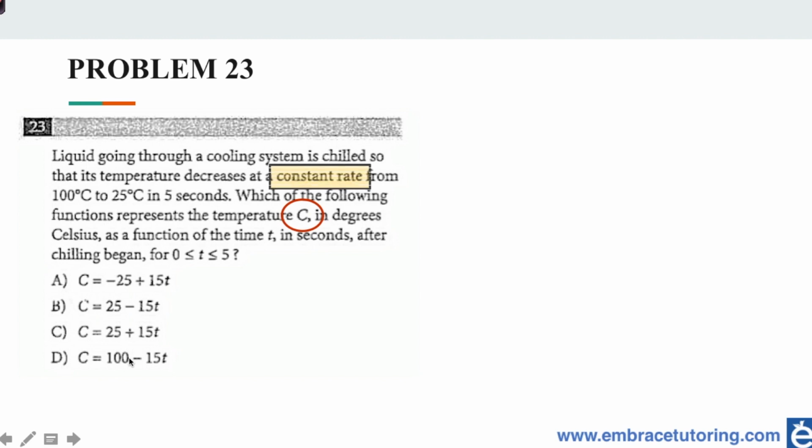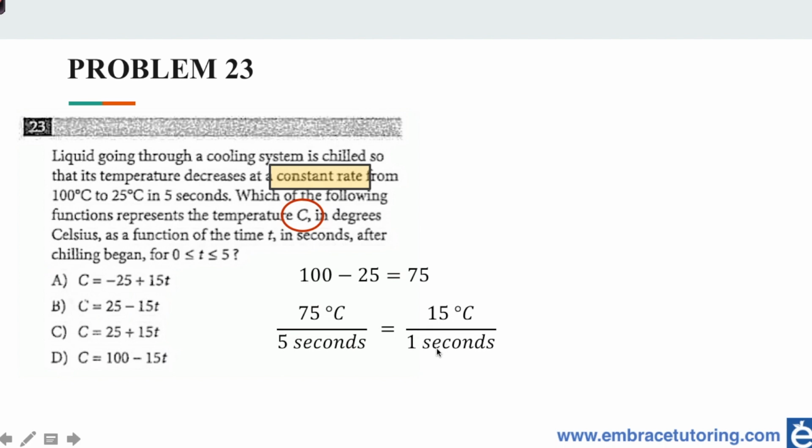Now, we do notice that it's a constant rate, so this is a linear expression, and we are starting with 100, and we are going down to 25 degrees, so the difference here is going to be 75. 100 minus 25 is giving me 75, but this is over the course of 5 seconds, not 1 second. So what I want to do is take 75 degrees Celsius, the total change, divided by 5 seconds, and this will give me the temperature change per second. So this will change 15 degrees per 1 second, which is where you see these +15s, -15s, +15s, -15s.